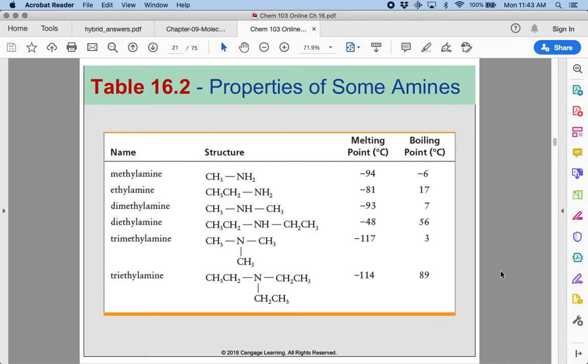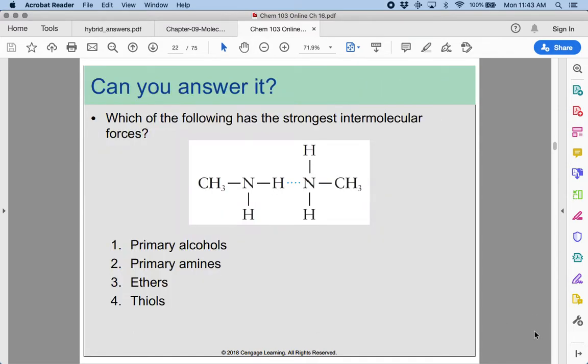So again, looking at the structure of these different amines, we can relate that to their melting and boiling points. And again, we can see the bigger they get on the whole, the higher the melting point becomes, the higher the boiling point becomes. Again, be able to relate these boiling points to the intermolecular forces that are occurring.